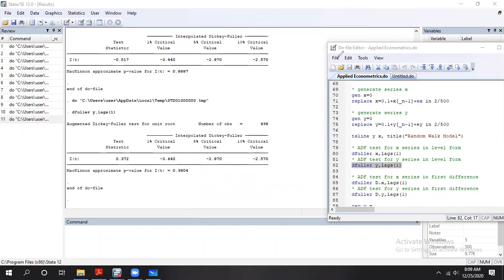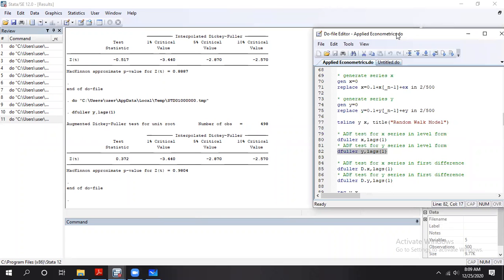Now, because these two data, the X and the Y, are non-stationary in level form, to make the data stationary we need to difference the data. Let's difference the data and test the unit root by the ADF. So what happened? Now we perform the ADF test for the X at first difference, and this is the result.